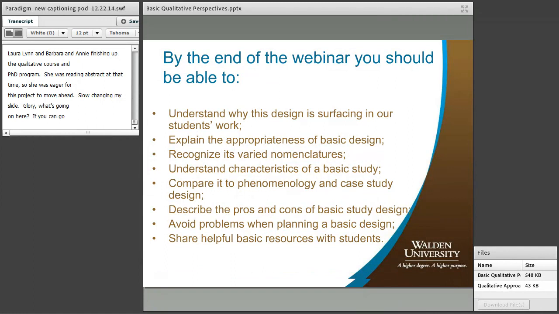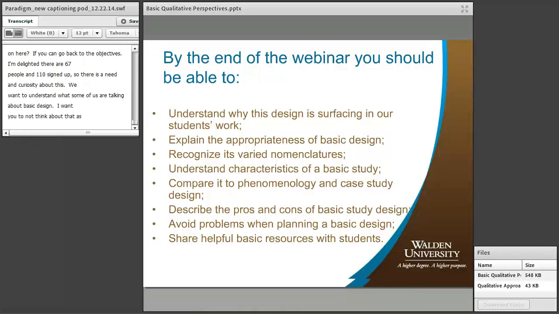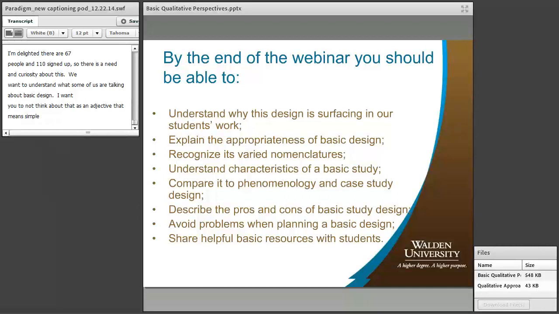First of all, I'm delighted. There are 67 people here already and 110 or so signed up, so we know there's a need and a curiosity about this. Some of us are talking about basic design, and when we say basic, I want you not to think of that as an adjective which means simple or the essentials but no window dressing. I'm sitting here surrounded by the textbooks that we use and refer our students to, and there are many names for this basic, generic design, interpretive description, but we think we'll be able to help you see why we see the elements of this qualitative approach as being as rigorous and appropriate in a well-designed, well-aligned study.